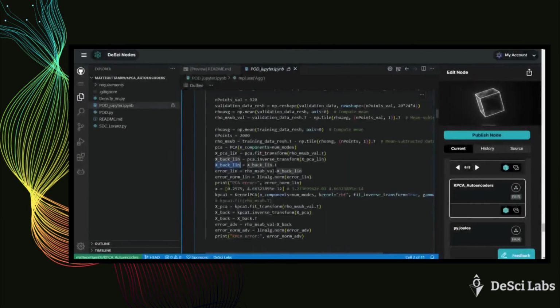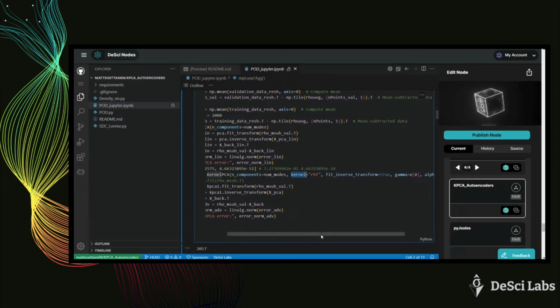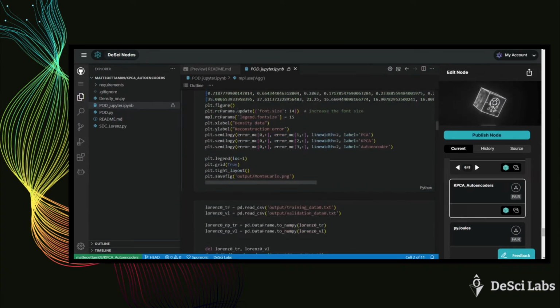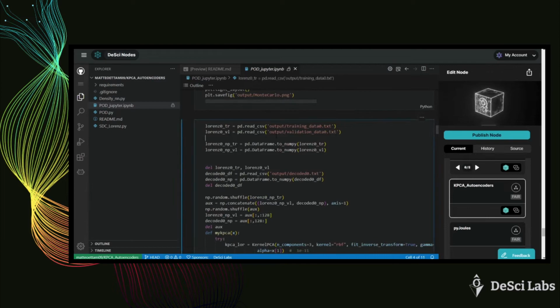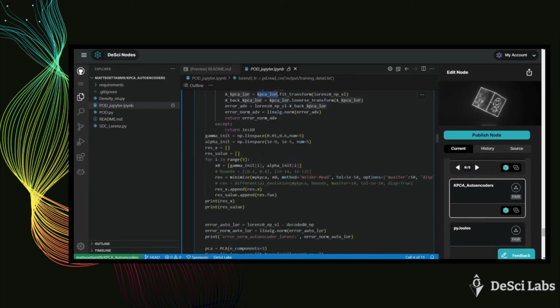For the KPCA it's the same. You just need to create an instance of this class, and then you input the number of modes you are interested in, the type of kernel you want, and the values of gamma and alpha. If you remember, alpha was the regularizer in the kernel function, and gamma is the kernel parameter. This is for the Lorenz system. We read the data produced by this Lorenz file, and then we perform the same thing for KPCA and PCA. And this is the error.